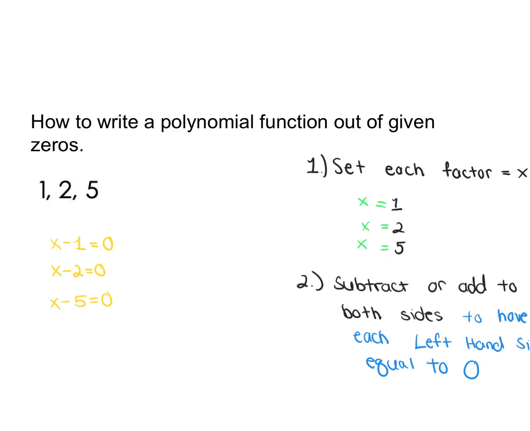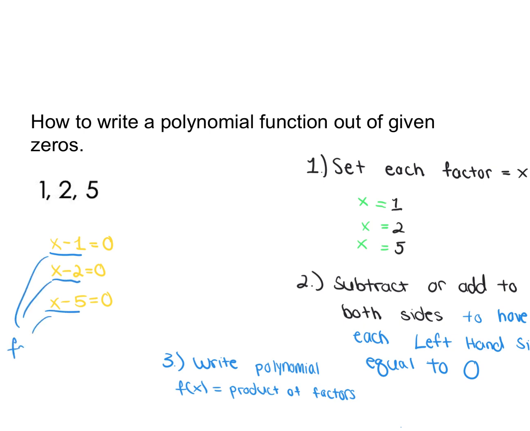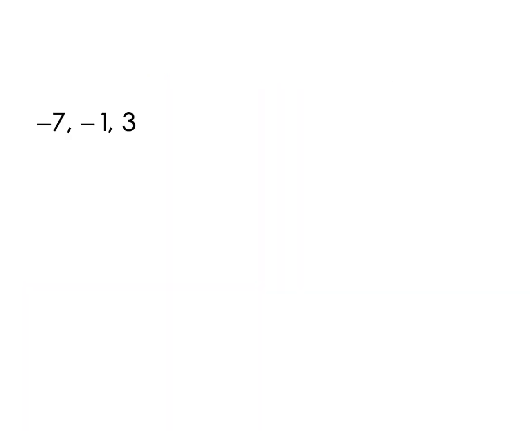So then our polynomial function, which is our last step, is to write a polynomial f of x out of our factors. So these right here are all of our factors. And we want a product, so that means multiplying. So we'll have f of x is x minus 1 times x minus 2 times x minus 5. Now that we have the idea, we can go a little bit faster here.